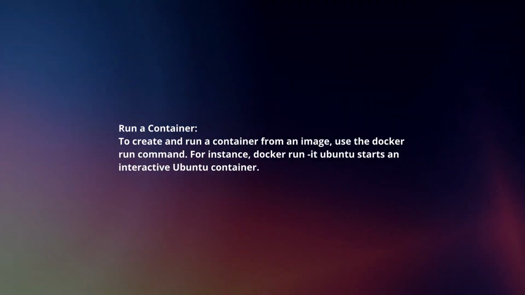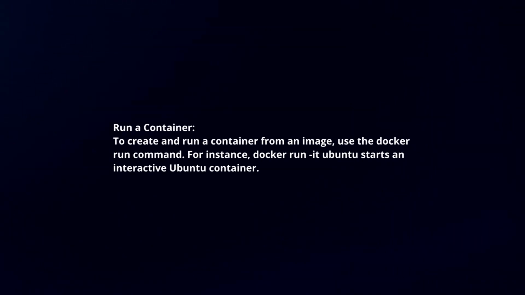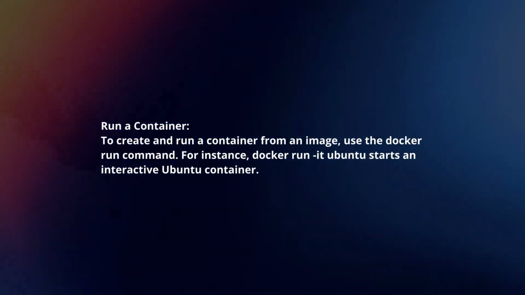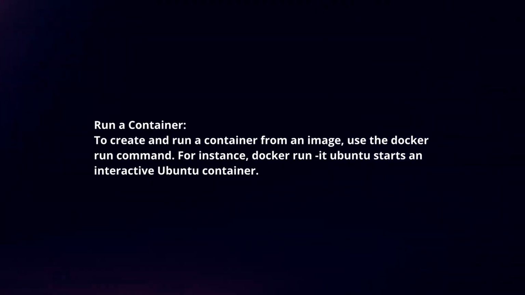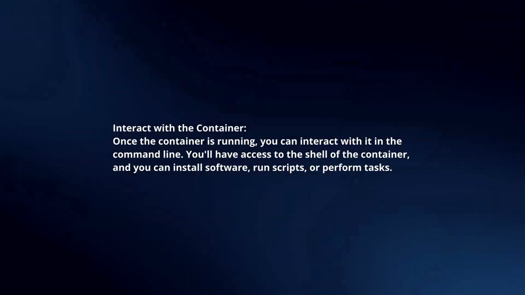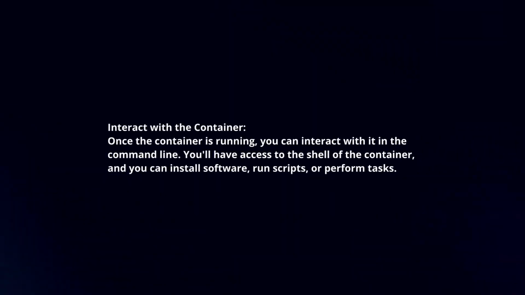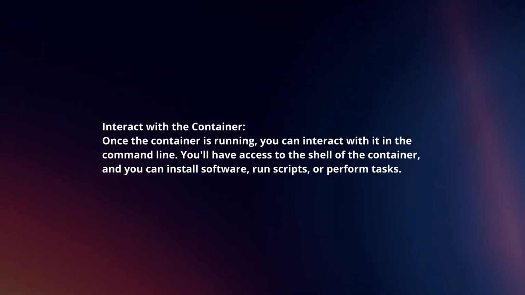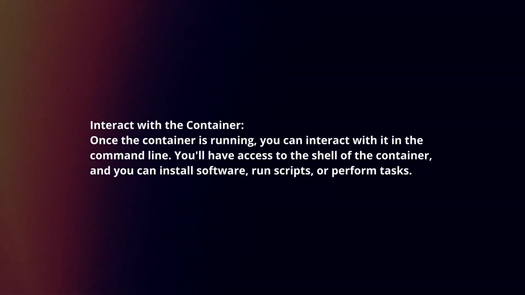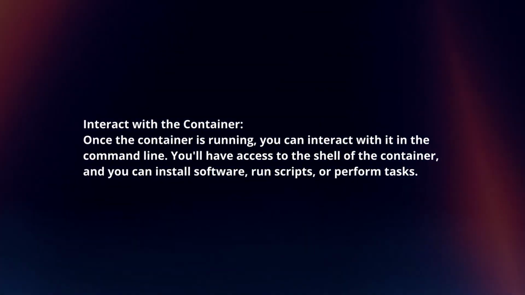Run a container. To create and run a container from an image, use the docker run command. For instance, docker run -it ubuntu starts an interactive Ubuntu container. Interact with the container. Once the container is running, you can interact with it in the command line. You will have access to the shell of the container and you can install software, run scripts, or perform tasks.